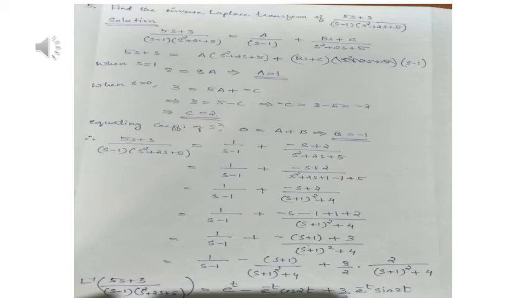Okay, so when we equate the coefficient of s², from the LHS there is no s² term, so it is 0, which is equal to A into s². So the coefficient of s² is A, plus (Bs + C)(s - 1), that is B into s² will come, so the coefficient of s² is B, so 0 = A + B, which gives B = -1. Then when we apply the values of A, B and C in equation number 1, we will get 1/(s - 1) + (-s + 2)/(s² + 2s + 5).